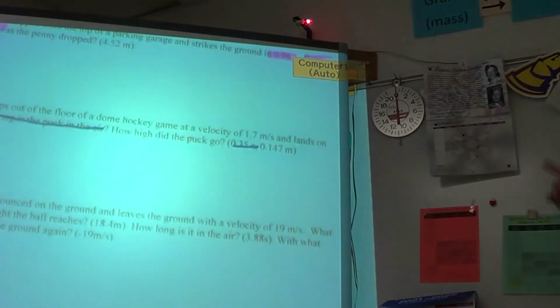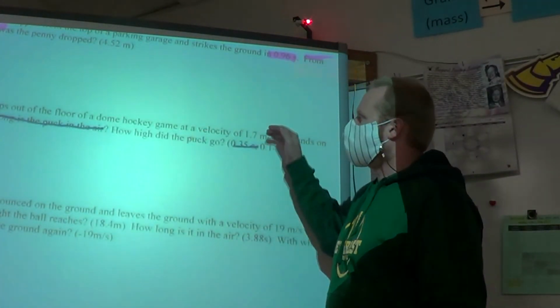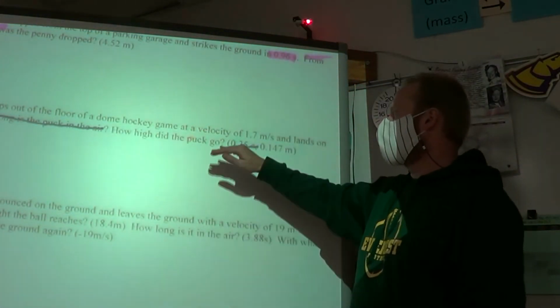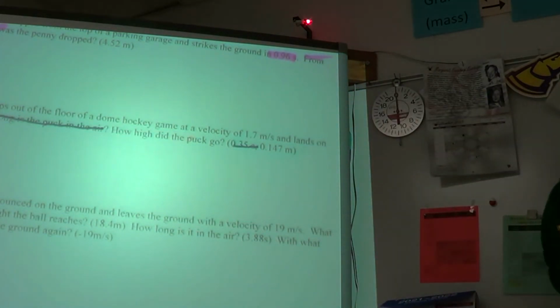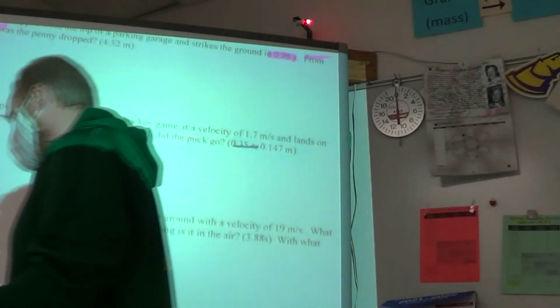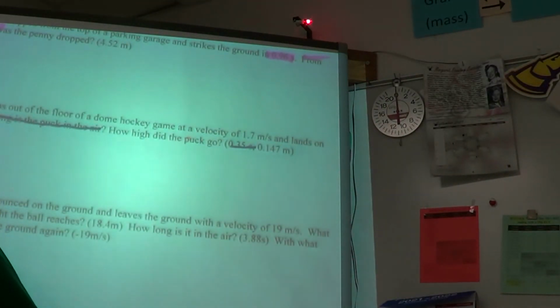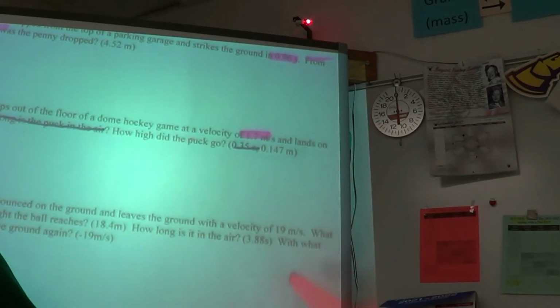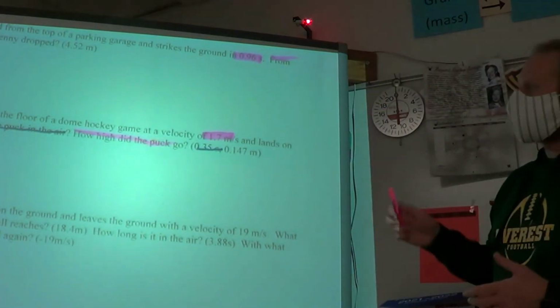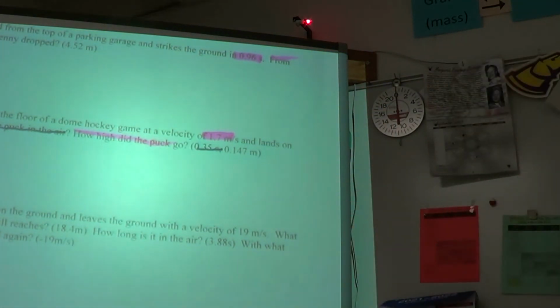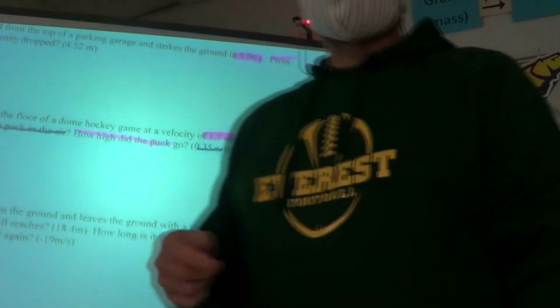Okay, so that's what dome hockey is. The idea is the puck pops out of the table and it comes back down, and I crossed off the first question. We're only going to look at how high did the puck go. So we go through and we read this problem for kind of the same clues that we had before. We have a velocity of 1.7 meters per second, and we get how high did it go. Now it does tell us it lands back on the table. That is an important bit of information, but for this part right now, we're actually not going to use it.